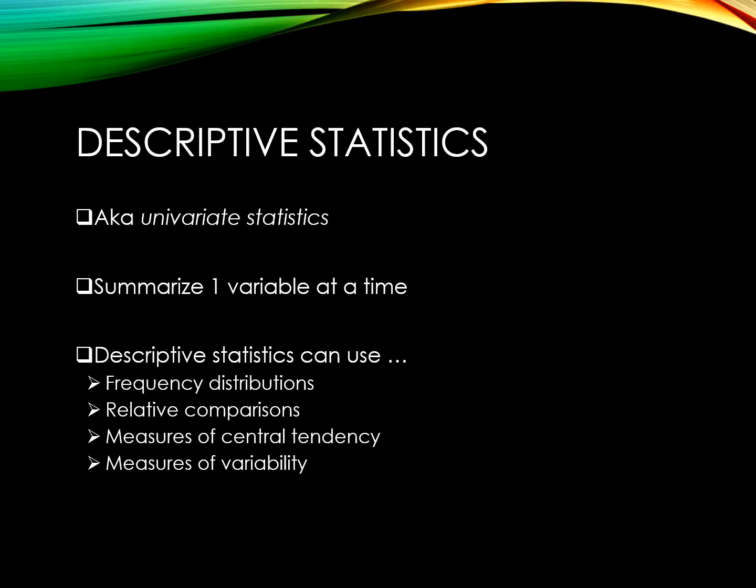Now we're going to look at some descriptive statistics. In some places you'll see it called univariate statistics, but most people just call it descriptive statistics. This is where we're going to summarize one variable at a time. So we're looking at one variable at a time. These can be used with frequency distributions, relative comparisons, when we look at measures of central tendency and variability.